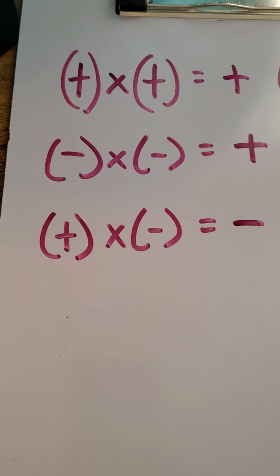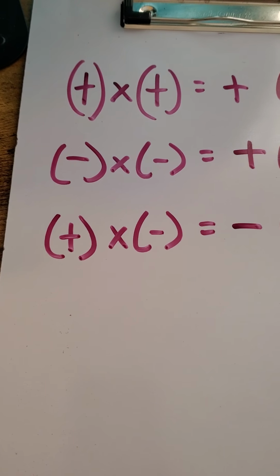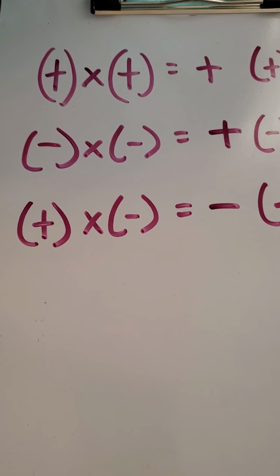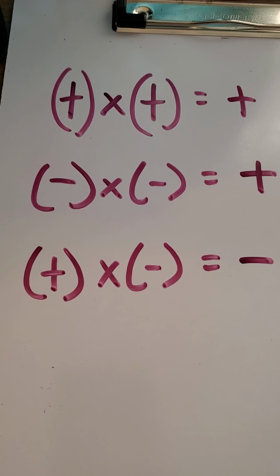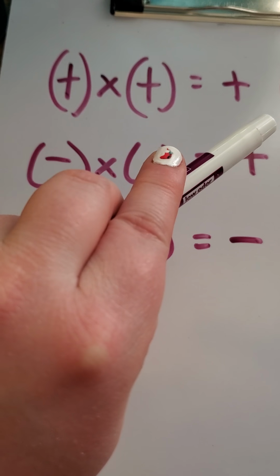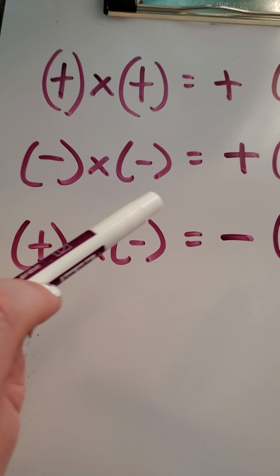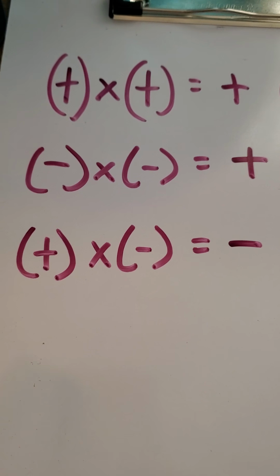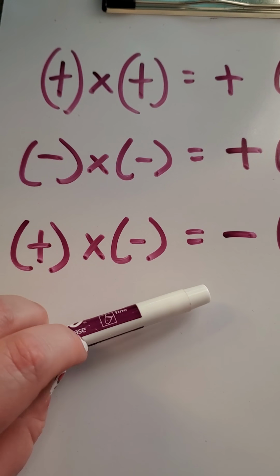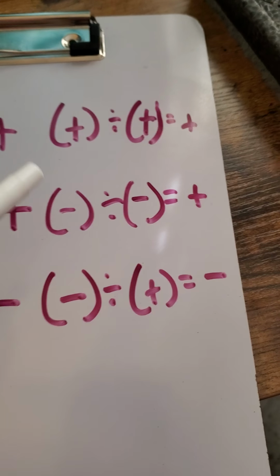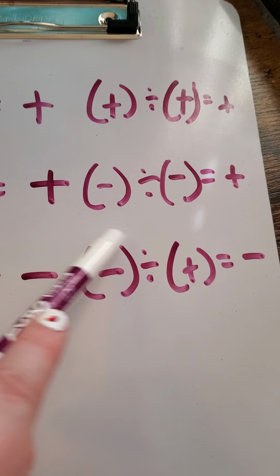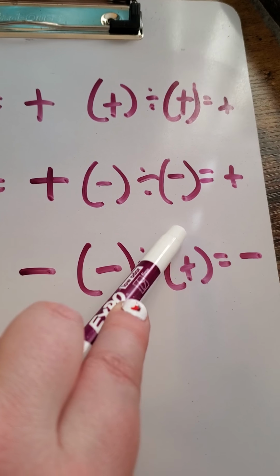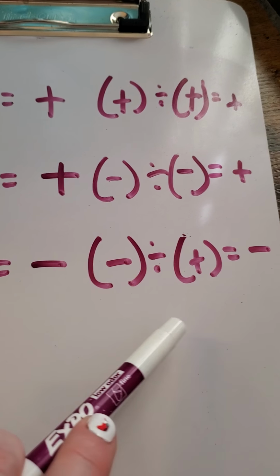So the main thing to remember when you're multiplying or dividing positive or negative numbers, whether it's whole numbers, fractions, decimals, whatever, is this. If you have two positives, it's going to be positive. If you have two negatives, your answer is positive. If you have one of each, your answer is negative. Same thing for division. You divide two positive numbers, your answer is positive. Divide two negative numbers, your answer is positive, and one of each, your answer is negative.